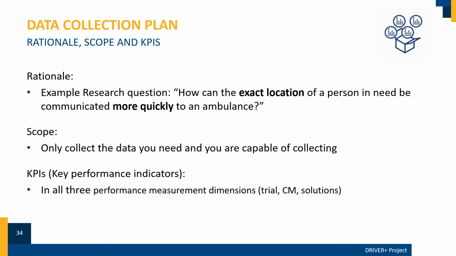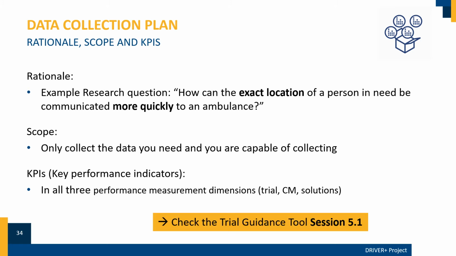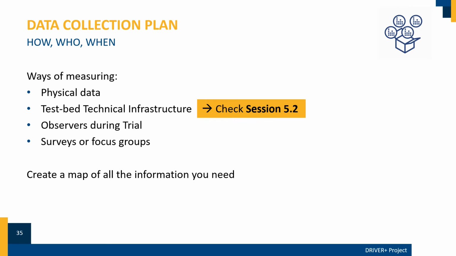You have to identify appropriate KPIs in all 3 performance measurement dimensions: the trial, the crisis management, and the solution dimension. Remember session 2.1. Have a look at the list of generic KPIs, which you can find in the trial guidance tool in session 5.1, and complete it with trial-specific measures. Now you know what to measure, the next question is how to measure this. Also, you have to define who collects the data and when it is collected.